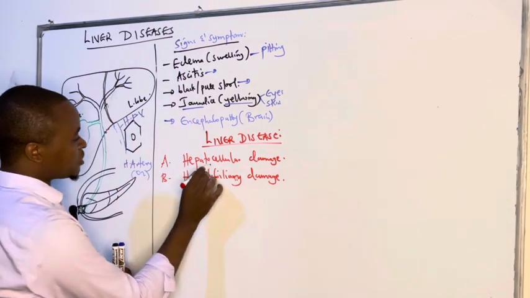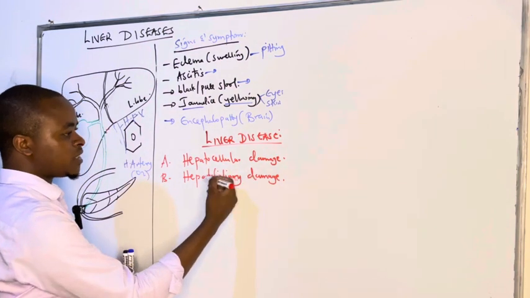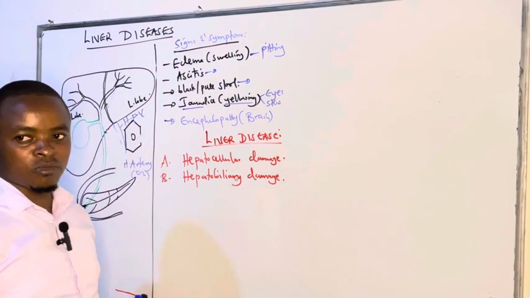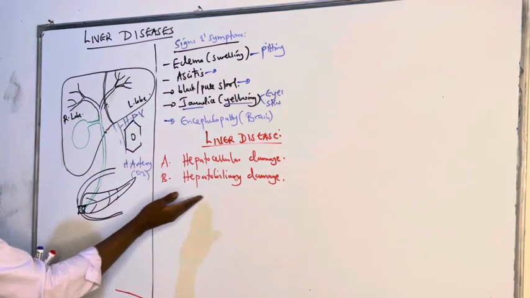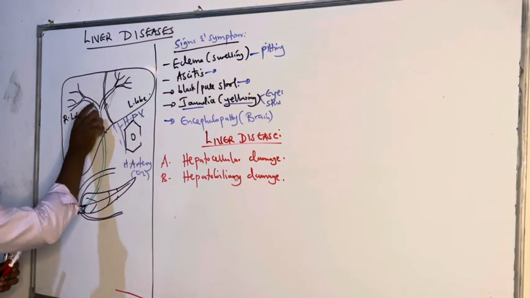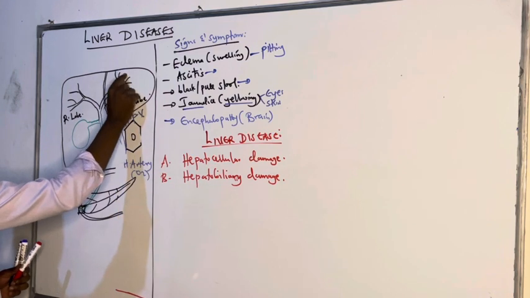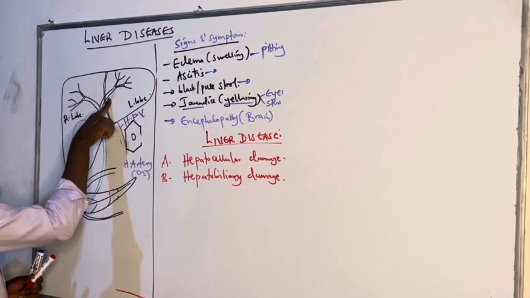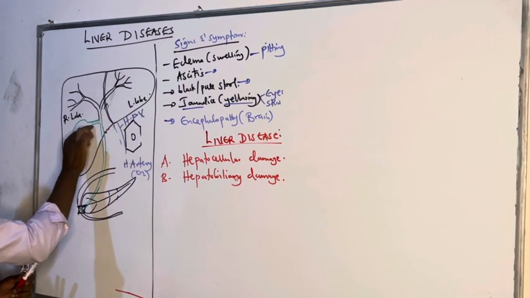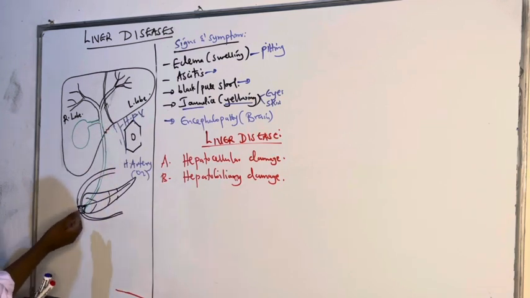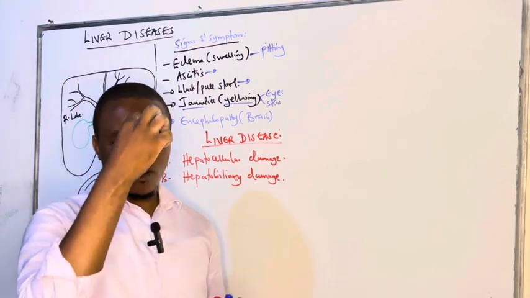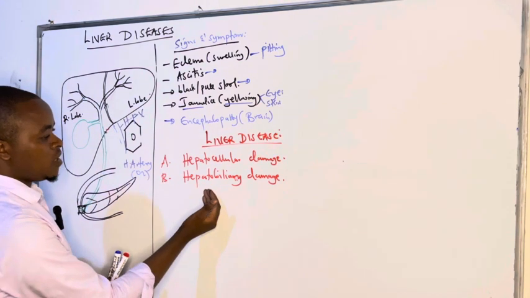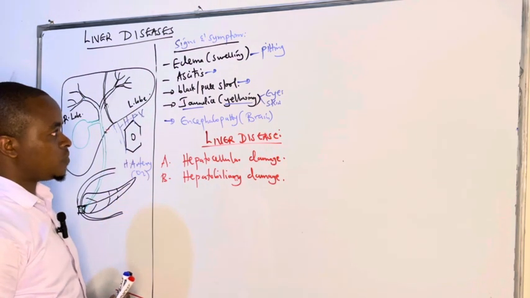And we are going to see that hepatocellular diseases, or diseases that cause hepatocellular damage, are affecting the liver hepatocytes, which are always honeycomb in shape. Then the hepatobiliary diseases are the ones affecting the biliary system, which is made up of the bile canaliculi, the small bile ducts, the left and right hepatic ducts, then the common hepatic duct, then the cystic duct together with the common bile duct joining the pancreas. So whenever there is any condition blocking or affecting the biliary system, we are going to talk about it as hepatobiliary damage.